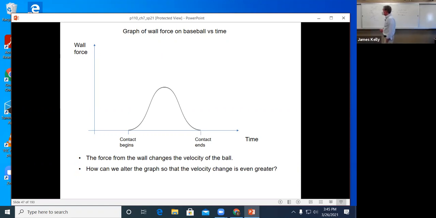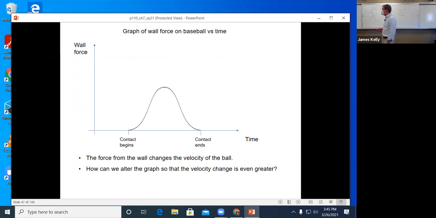And I want to ask, how might we alter the graph so the velocity change would be even greater than it is in this case? I know we don't have any numbers on here, but what could you do to the graph to make sure it had an even bigger change on the state of motion? In other words, the velocity of the ball between initial and final. What could I do to the graph? Yes, Sarah.